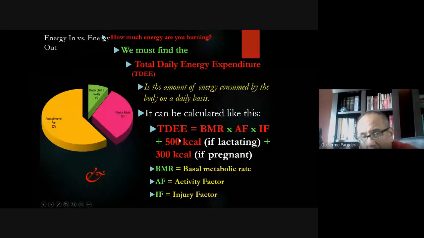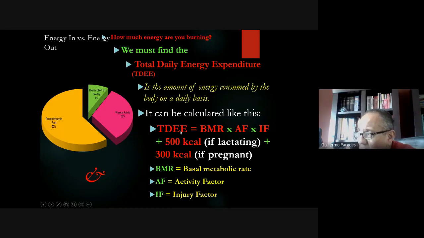Here we have what we call the TDEE. This is the complete formula. TDEE includes the BMR we were talking about before, and now we are going to add the rest. TDEE is the total daily energy expenditure, the total amount that you use in a day. So you calculate the BMR, and then you multiply by the activity factor.